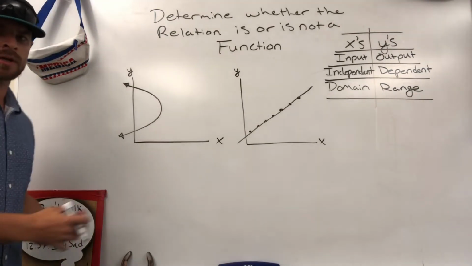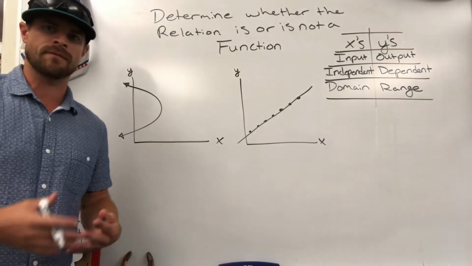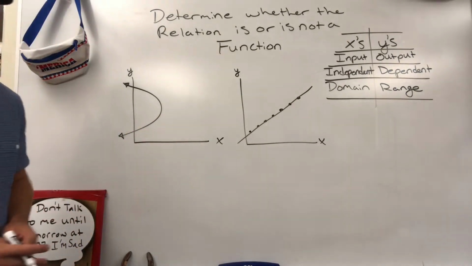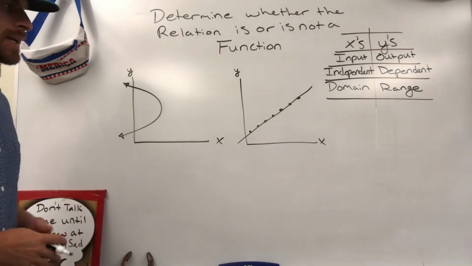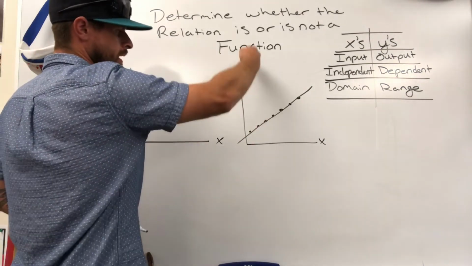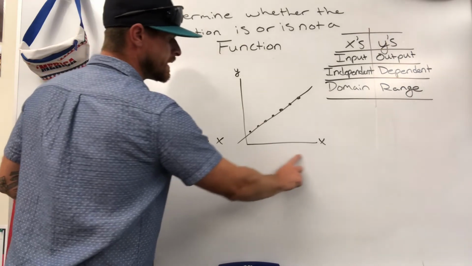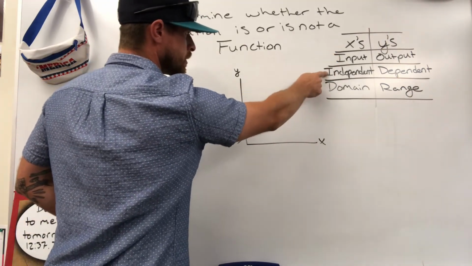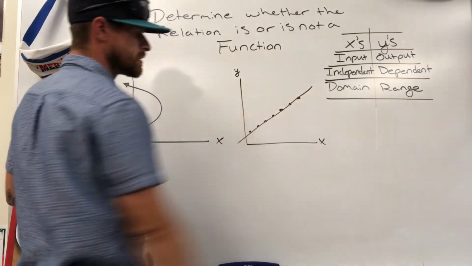All right, now what we're looking at is graphs. The best way to determine if you're dealing with a function on a graph is using what's called the vertical line test. The vertical line test is going to show you if you have duplicate values for any given input. Remember, our x's are our inputs, also known as our independent variables, also known as our domain.